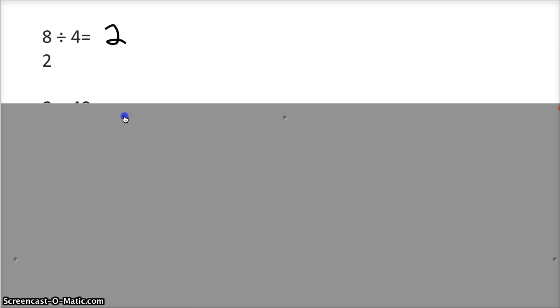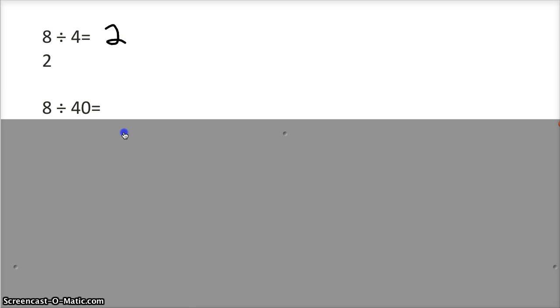Okay, 8 divided by 4. It's not a trick. 8 divided by 4 equals 2. Okay, here's where we extend that learning. What is 8 divided by 40? It's not 5. It's not 5 because 8 comes first. So that's like saying this, 8 divided by 40. If I have 8, can I make a group of 40? No, I cannot. So it is not 40 divided by 8, which is what we might think of at first.